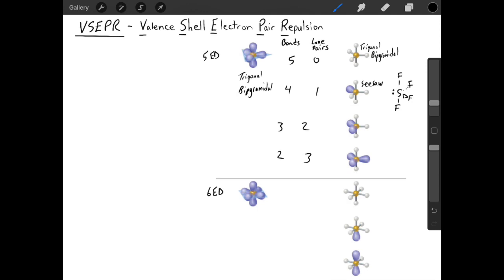And I've omitted the lone pairs on the fluorine atoms. If you go to 3 bonds and 2 lone pairs, you end up with a structure that is T-shaped, very imaginative, and that would be something like ClF3. And then finally, if you go to 2 bonds and 3 lone pairs, you end up with a linear structure, because again, we only care about the bonds, not about the lone pairs. With 6 electron domains, you can have the following molecular geometries.